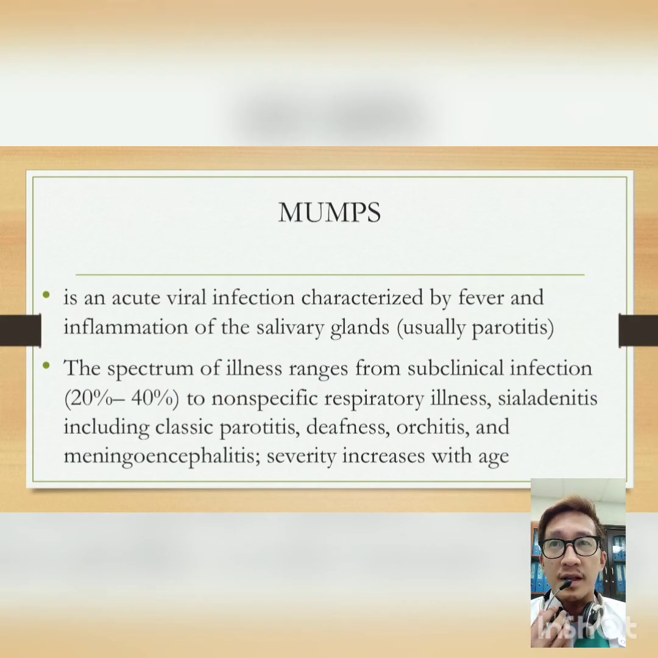And your mumps, it is an acute viral infection characterized by fever and inflammation of the salivary glands, usually parotitis. The spectrum of illness ranges from subclinical infection, which accounts for 20 to 40%, to non-specific respiratory illness, sialadenitis, including classic parotitis, deafness, orchitis, and meningoencephalitis, and severity of the disease increases with age.